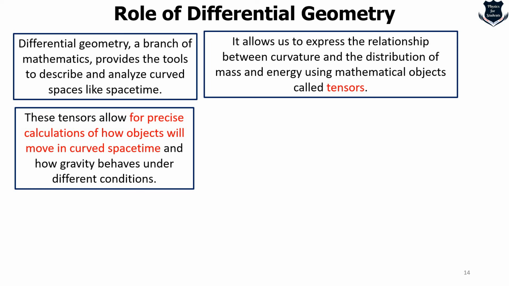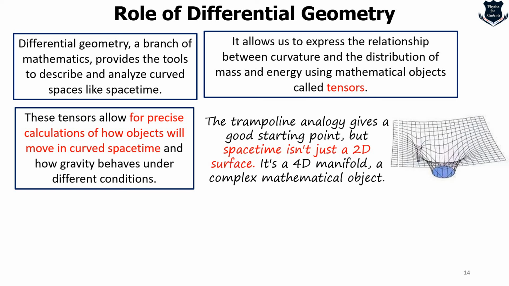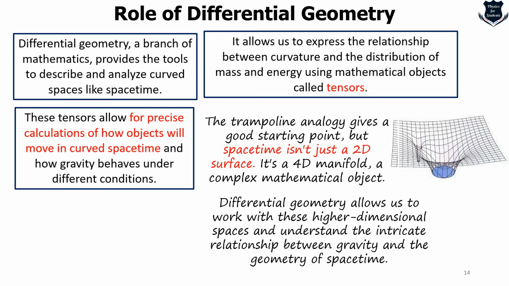Now there is a limitation with this trampoline example. Remember that the trampoline analogy gives a good starting point, but space is not just a 2D surface like what you can see on the screen. It is a 4-dimensional manifold, and it is a complex mathematical object. If it is a 4-dimensional mathematical object, then we need strong mathematical rigor in order to define it. That is what differential geometry deals with. It allows us to work with these higher dimensions, 4 dimensions in this case, and understand the relationship between gravity and the geometry of space-time.